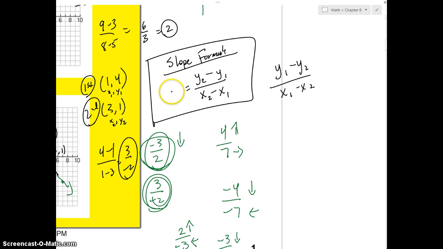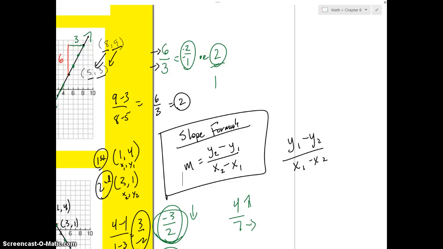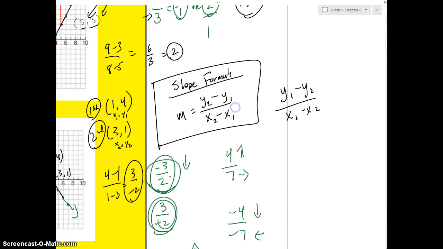Now, this is kind of weird, and we'll end on this. We use the letter m to tell us what our slope is, which is kind of random and weird. So what we say, if our slope is 2, we would say m equals 2. If our slope is negative 3 over 2, we'd say m equals negative 3 over 2.